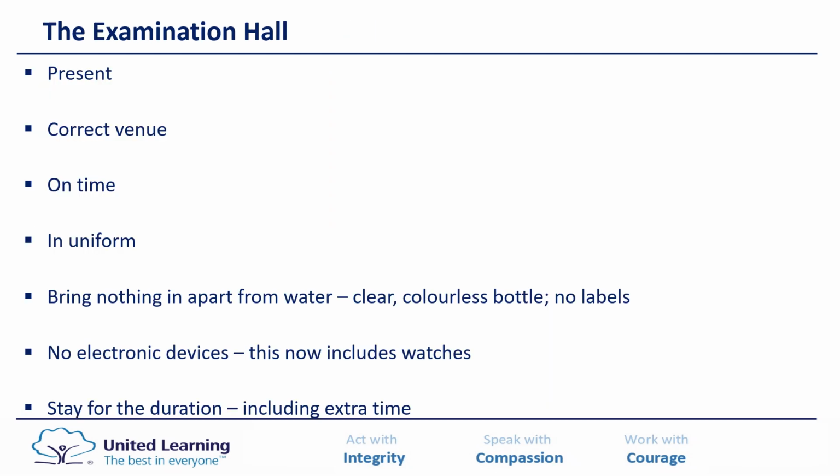A few key reminders for exams, which are very much similar to what they will have done in year 7, 8 and 9, but super important once we get into official examinations. They need to be present in the correct venue, checking which hall they're in, on time, in uniform. They can bring nothing in apart from water, which needs to be in a clear bottle with no label. There are absolutely no electronic devices, and this does now include watches. And they do need to stay for the duration, including extra time if they are a pupil that is eligible for extra time.